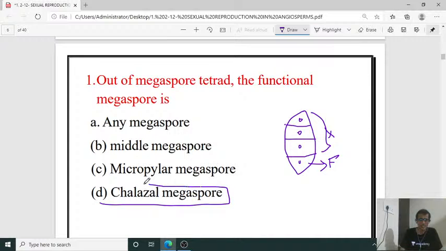D is the right answer. Chalazal megaspore is the functional megaspore out of the 4 megaspores. So this functional megaspore further undergoes repeated mitosis to produce the 8 nucleate, 7-celled condition in our entire embryo sac or female gametophyte. So the answer for the first question is D.